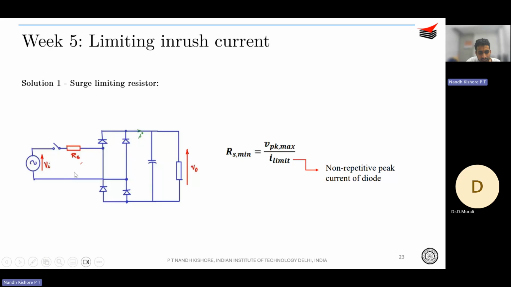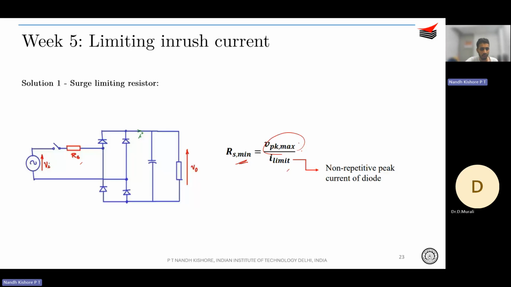In the data sheet there is something known as the non-repetitive peak current of the diode. That is, the diode can withstand a peak current for a very small interval, just once. So you will rate the resistor for that current so that it is not exceeded. Obviously, the minimum value of resistor you need is the peak value of your AC input current divided by that limit. You need to have more than that, obviously.